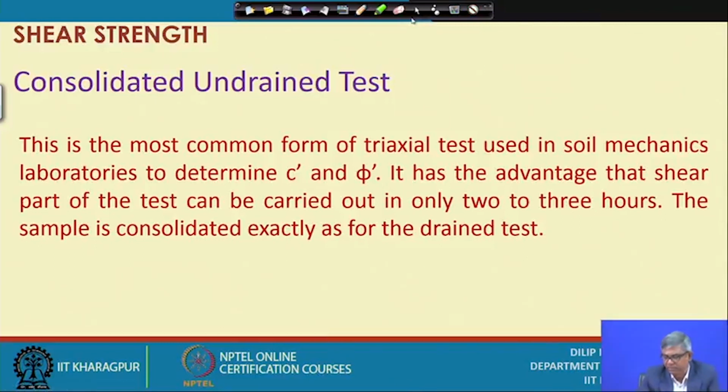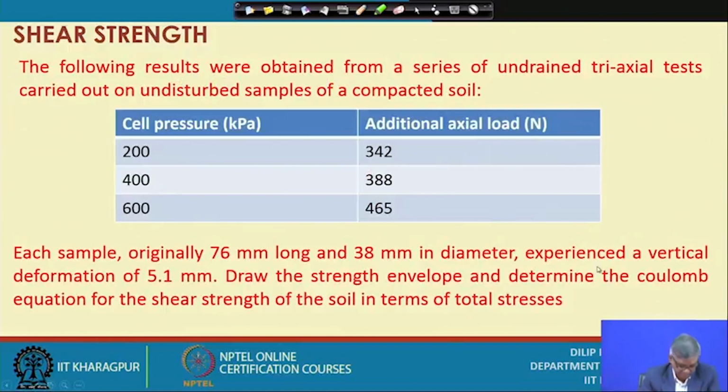Now, I will keep one or two applications of the shear strength I have discussed. Let me take the first application. You can see the following results were obtained from a series of undrained triaxial tests carried out on undisturbed samples of a compacted soil, with different cell pressures of about 200, 400 and 600. When 400 cell pressure is applied, the additional axial load was 342 Newton. Generally, we measure the load, and from the load we can calculate the stress, load by area, which I will show you.